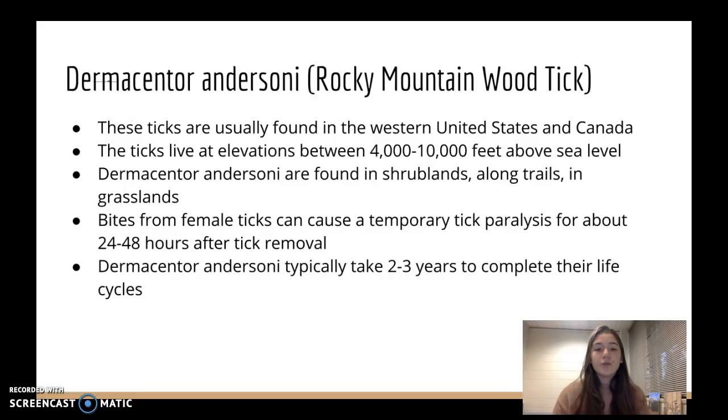So, Rocky Mountain wood ticks, or Dermacentor andersoni, are the ticks that spread CTF, and they are usually found in the western United States and Canada. These ticks live at elevations between 4,000 and 10,000 feet. They are found in shrublands, along trails, and grasslands, and other places where most ticks live. Bites from female ticks can actually cause a temporary tick paralysis for about 24 to 48 hours after tick removal, and they typically take 2 to 3 years to complete their life cycles.